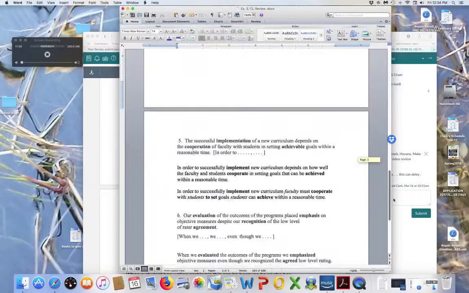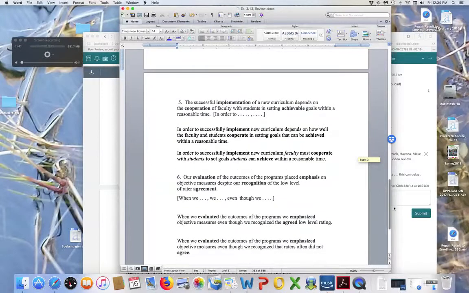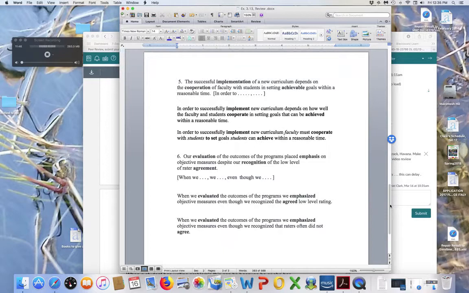Under 15 minutes? Two more. Let's see if I can do it. Again, you can pause any time to think about this. Remember that, and to work on your own. The successful implementation of a new curriculum depends on the cooperation of faculty with students in setting achievable goals within a reasonable time. So implementation went to implement, cooperation went to cooperate, and achievable went to achieved.